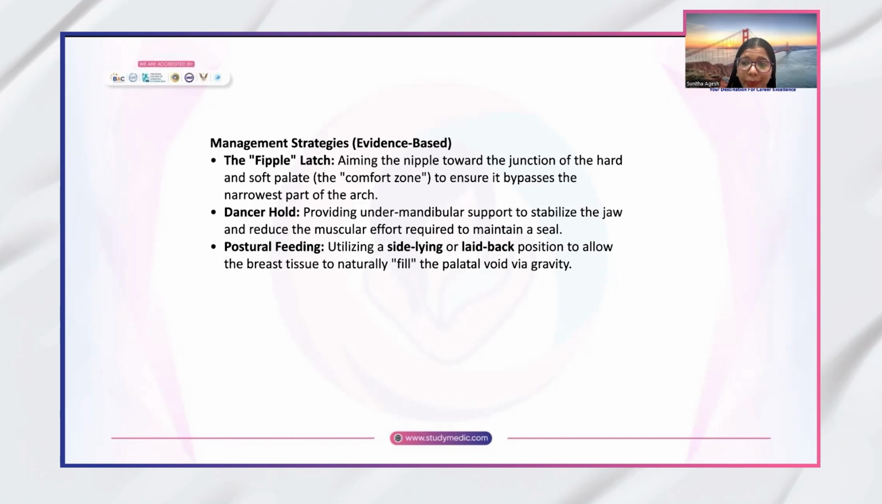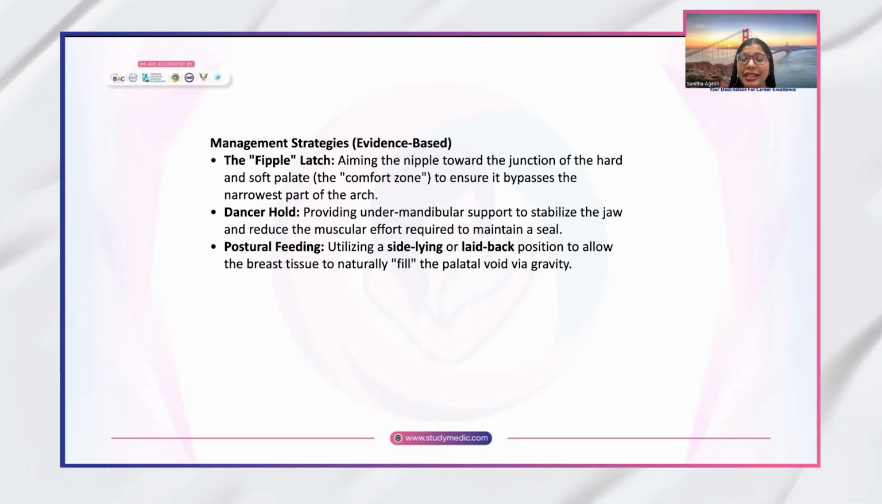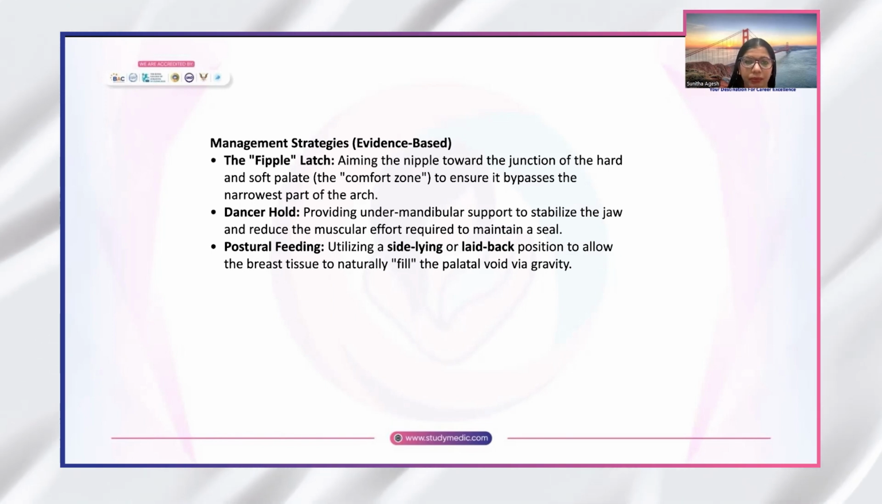So we need to do that manually so that maximum milk transfer will be there, and we can teach the mother how to support the mandible and cheek to perform the dancer hold. So the seal will be maintained throughout the feeding, and we can encourage the mother to try sideline or laid back position so that maximum breast tissue will naturally fill the palate. From the gravity, the baby will get more milk.